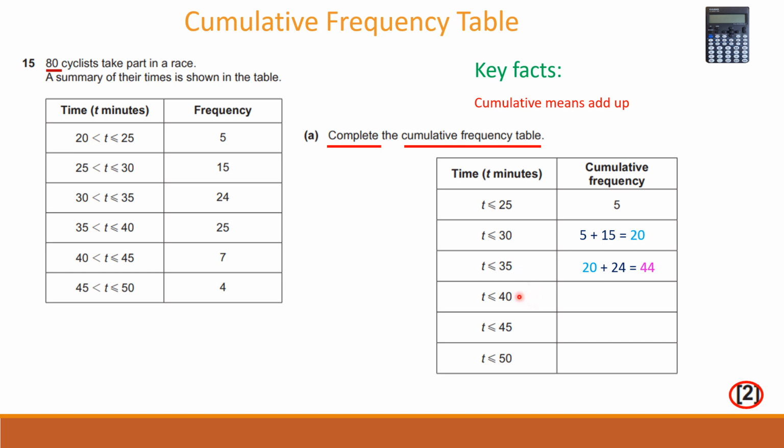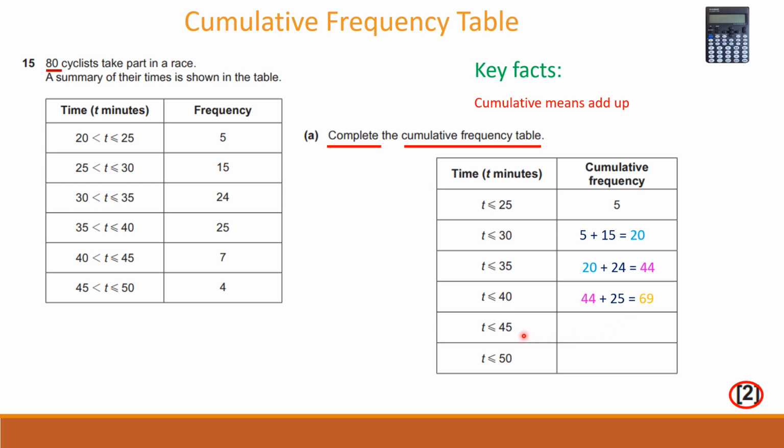Next, we're looking at less than 40. So we're following a similar strategy. Less than 40 is anything below 40. So it's these four values here added together. Remember, we've already added up the first three values, which was 44 here. So it's just going to be 44 plus the new value, which is 25, which takes you to 69.